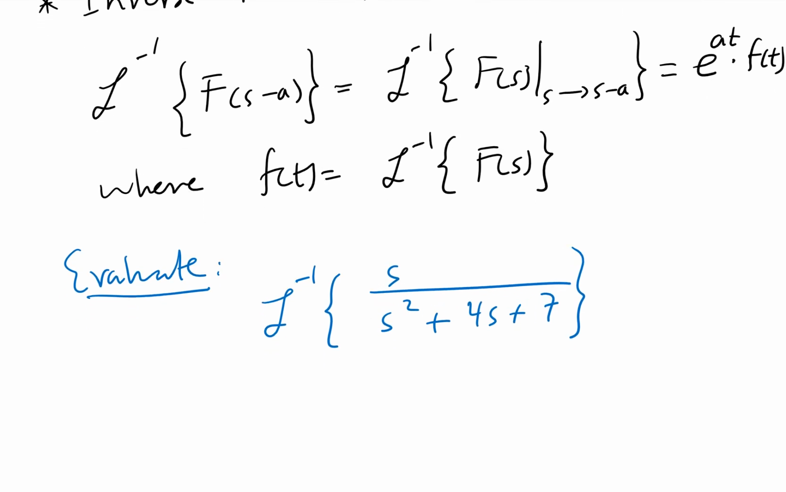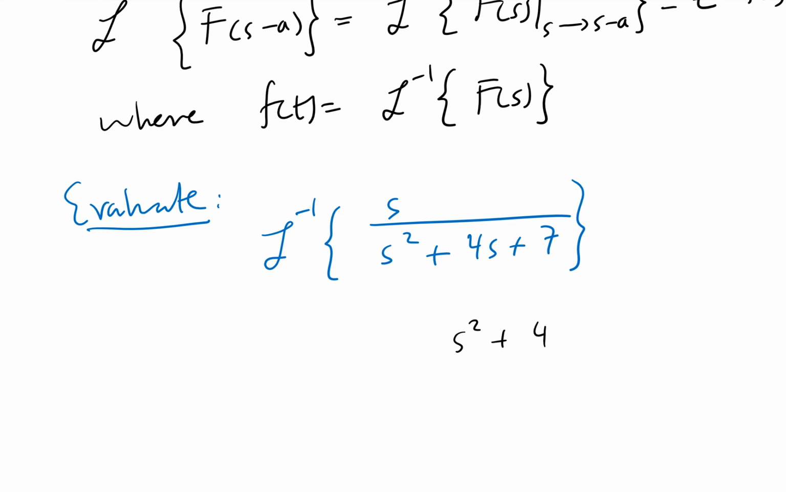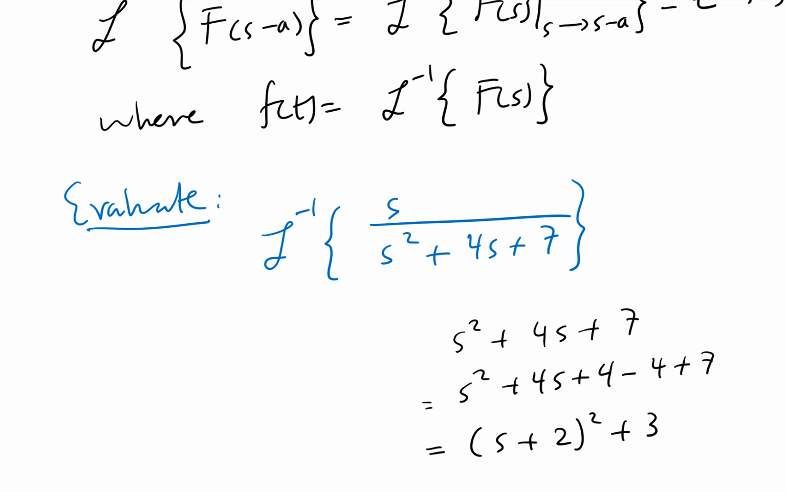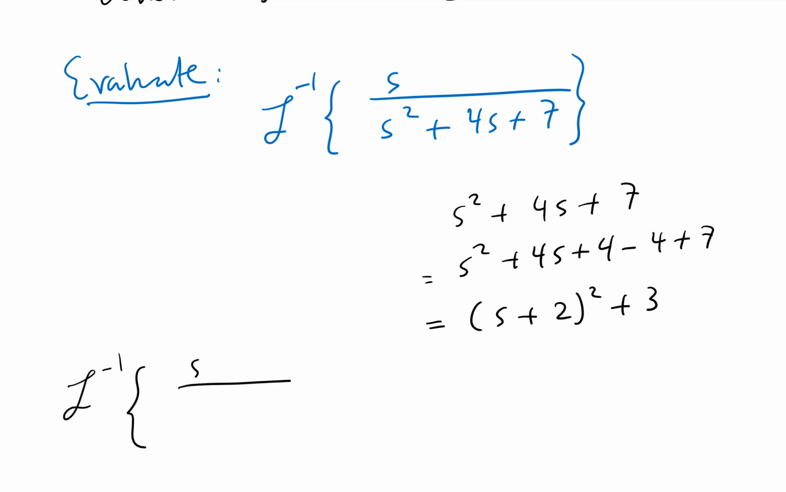The first thing we need to do here is, this does not look like any of the functions. It doesn't look like cosine or sine or anything like that, because the denominator is non-factorable. You can't break it down. So what can we do then? Well, the only thing to do here is to look at the denominator and complete the square, by adding 4 and subtracting 4. So that becomes s plus 2 squared plus 3. That's for the denominator. So now we need to find the inverse Laplace of s over s plus 2 squared plus 3.